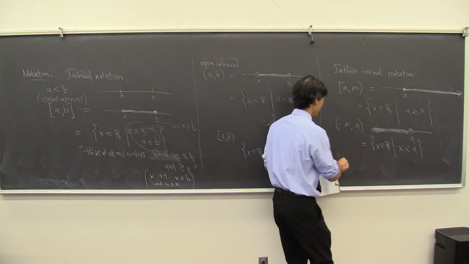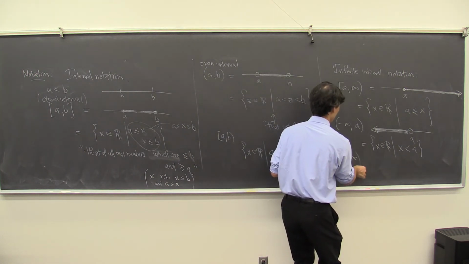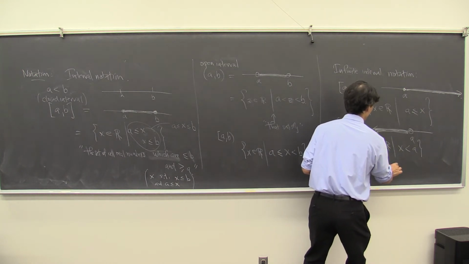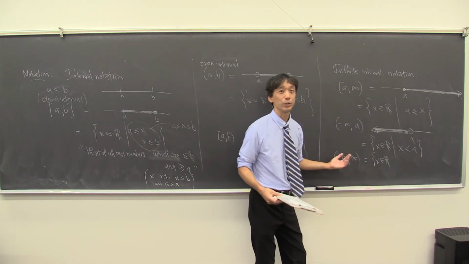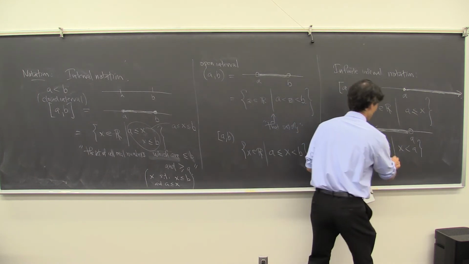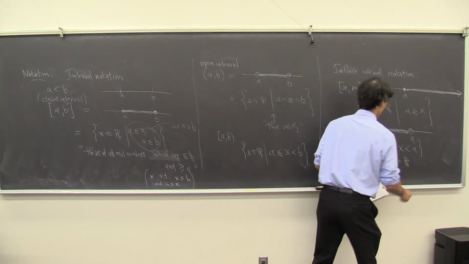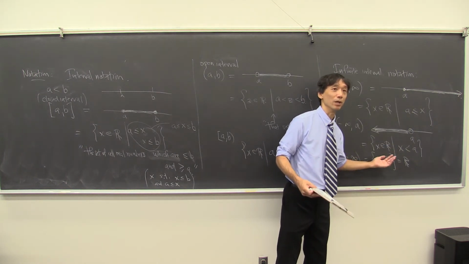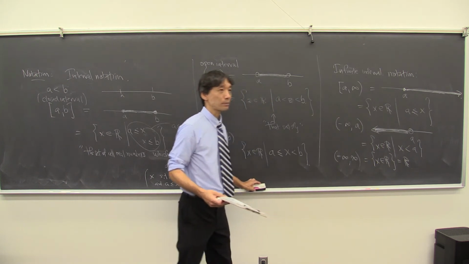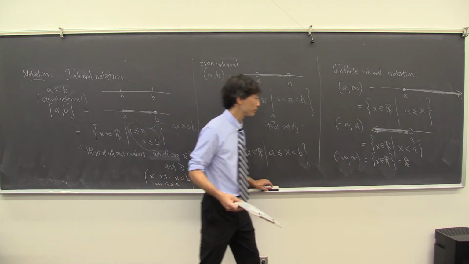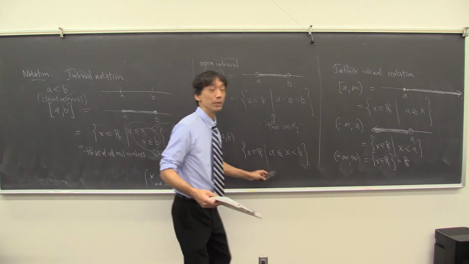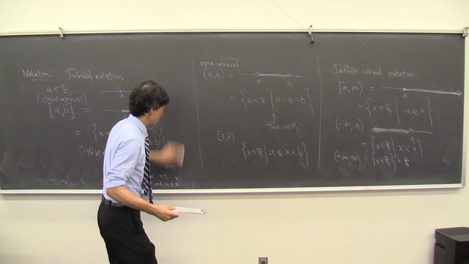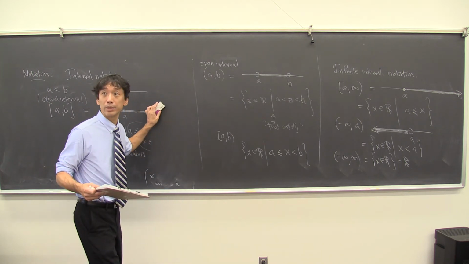And if I wrote something like negative infinity, positive infinity, well, that would be all x in R, with no constraint on the left and no constraint on the right. So this is just all of R. It's all points in R such that no constraint. So it's all points in R. All real numbers. Okay, so that's the notation. Okay, so everybody okay with that?